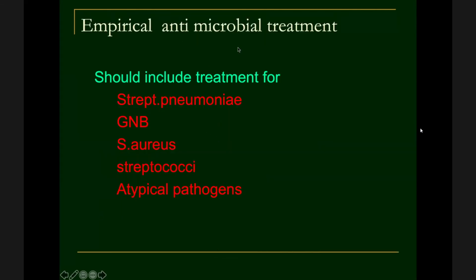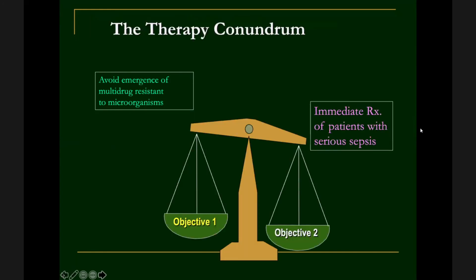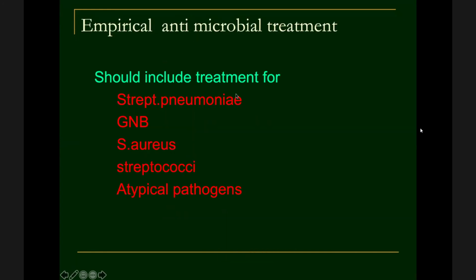So what is the empirical antimicrobial treatment that you are going to use? It should include treatment for Strep pneumoniae, gram-negative bacilli, Staph aureus, and the atypical pathogens. So we should cover Strep pneumoniae and gram-negatives also, and then Staph aureus, and then the atypical pathogens. So that's the empirical treatment.